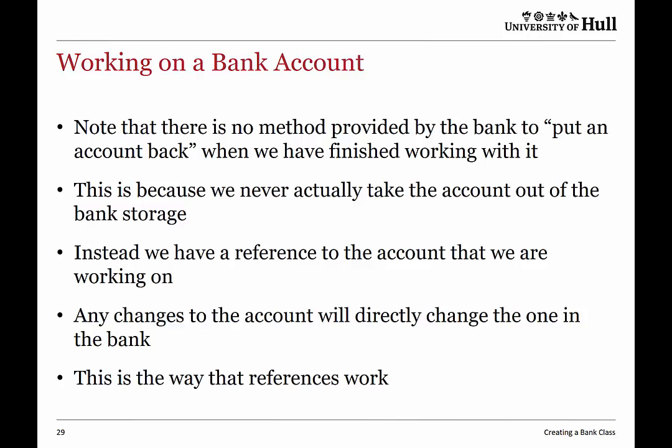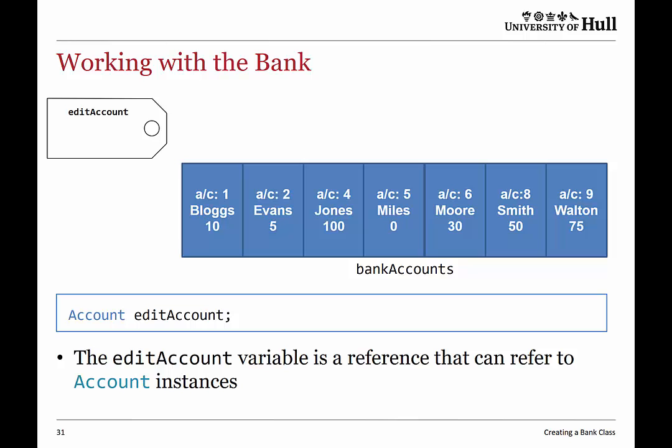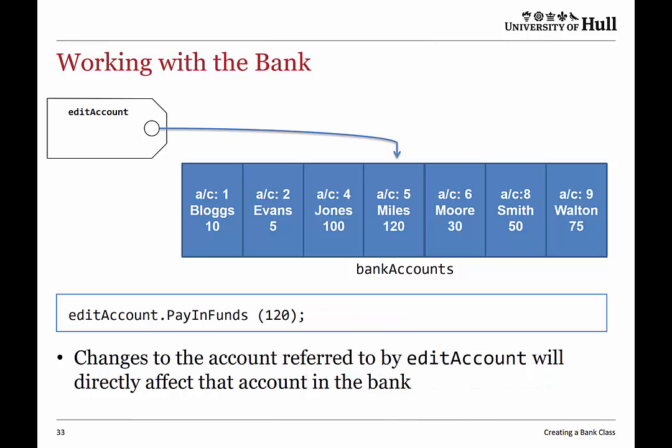What you get here is, as soon as I start working on this thing, I'm changing it, because it's the same thing. If you look at it from a diagrammatic point of view, if I go off and find the account for number 5, Mr. Miles, I get this. I get a tag called edit account, which points at the same element that the list points at as well. So I'm actually working on the same thing as is referred to by the dictionary. So it's the same thing either way. So if I pay money in, it happens straight away.